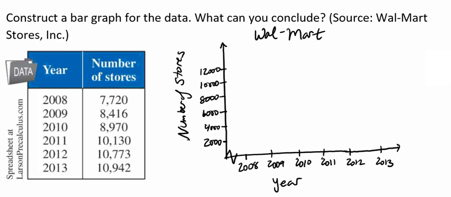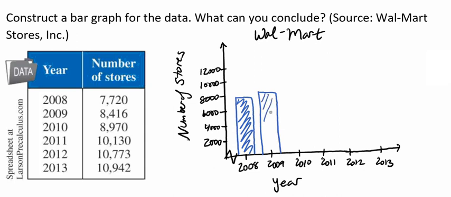And now we're going to create our bars. So for 2008, there's 7,720 stores. So that's close to 8,000, but not quite at 8,000. So we're going to go ahead and draw our bar just under 8,000. We can shade that in. And then for 2009, we have 8,416. So it's kind of just above 8,000, but not quite to 9 yet. So it might look something like this. And don't forget to put the space in between your bars.